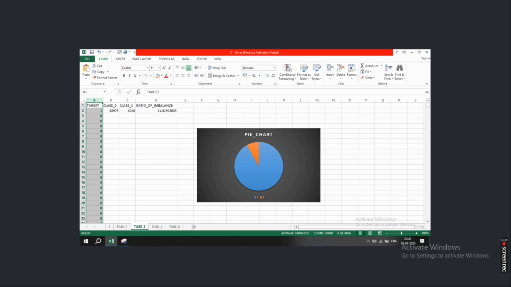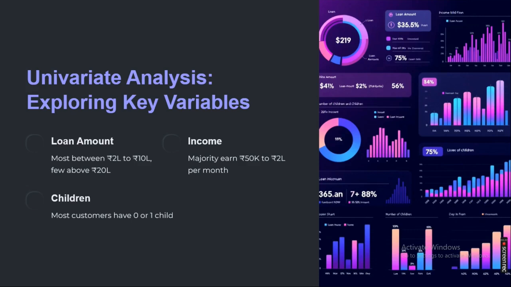Let's proceed to task number 4. Task number 4 was univariate analysis. In univariate I used only one column and analyzed, represented and visualized it using different types of charts. In this, loan amount moved between 2 lakh to 10 lakh. We also had to calculate the most customers who have 0 or 1 child. So let's proceed with the task.